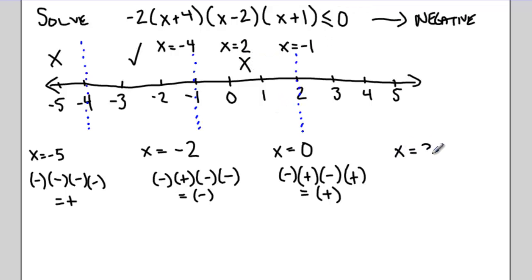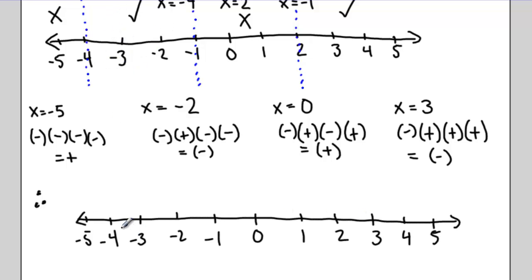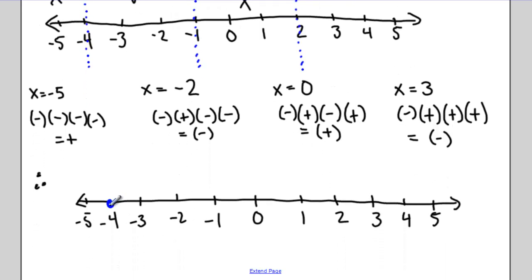And then finally I'll pick x equals 3 as my last test. I get a negative times a positive times a positive times a positive, which is overall negative, which satisfies that condition. So summarizing my answer on a number line, my interval between negative 4 and negative 1 passes this test. It solves the inequality. And since it's less than or equal to 0, I draw a dot that's colored in. And I just show myself connecting those dots somehow.